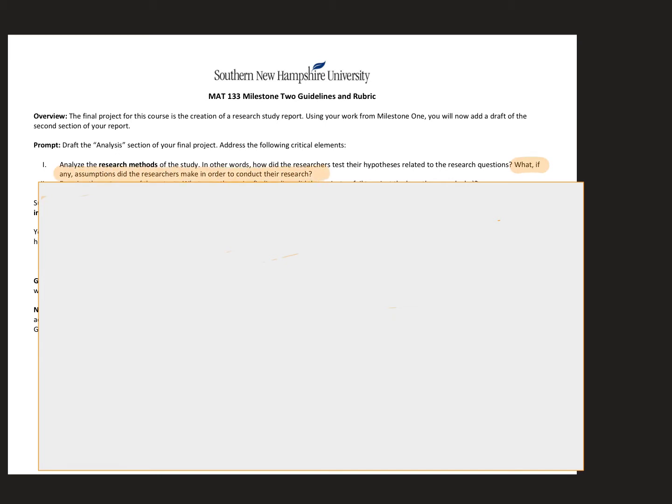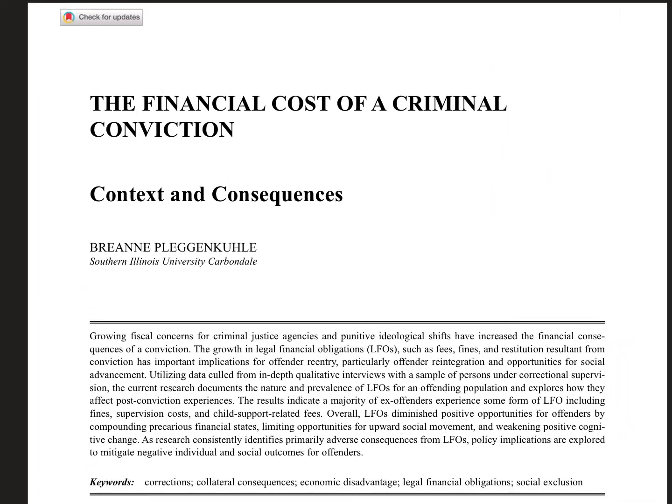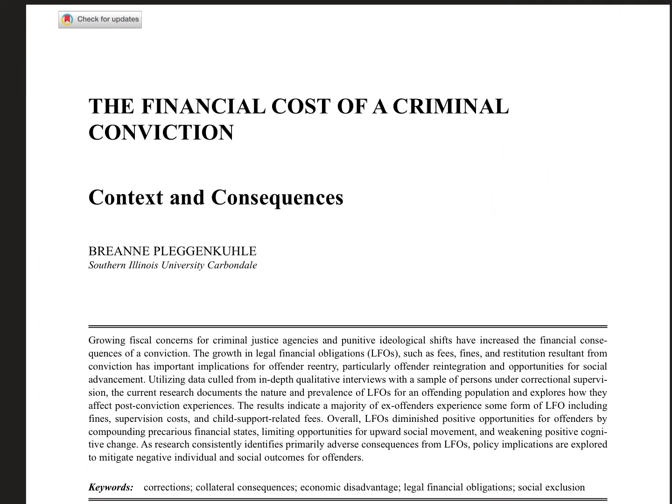So what, if any, assumptions did the researchers make in order to conduct their research? So remember what you're doing when you're making an assumption. You're like taking something for granted. It's something that you take to be true. And a good example that typically shows up in research might be something kind of related to this study. So this is the study I mentioned in the Milestone 1 video that used to be part of this course.